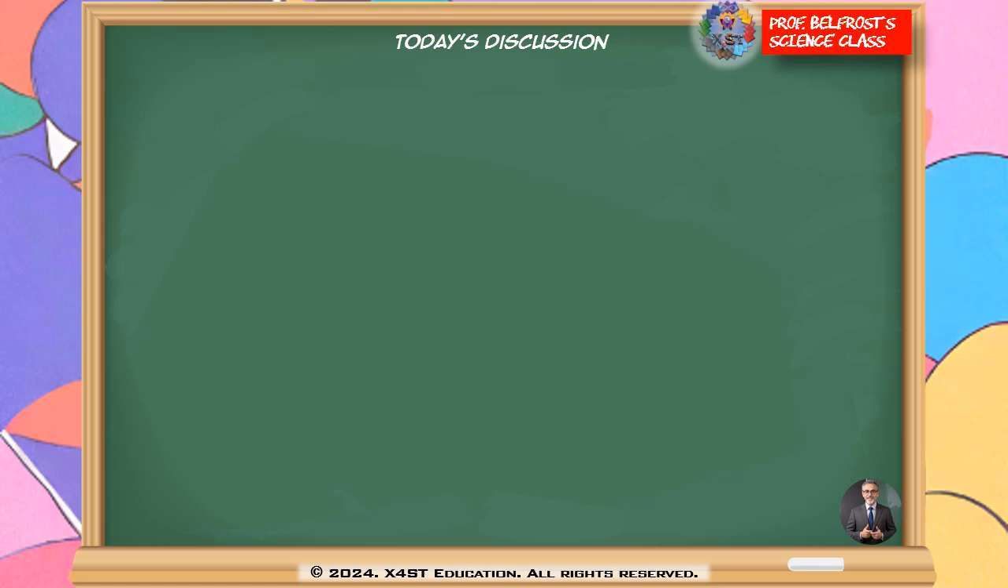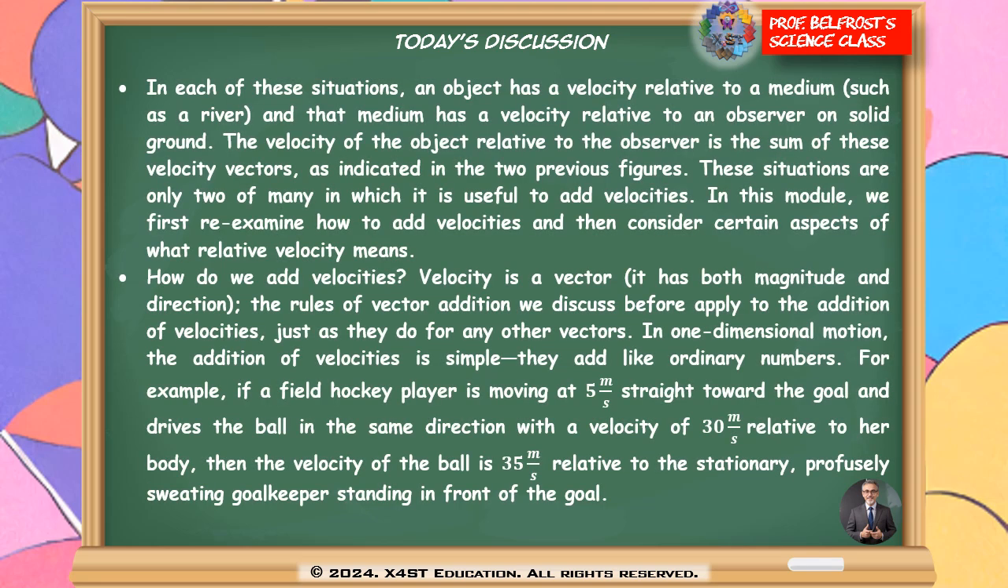In each of these situations, an object has a velocity relative to its medium, and the medium also has a velocity relative to an observer on solid ground, as shown in the two previous figures. So how do we add these velocities? Velocity is a vector, so we just use the rule of vector addition that we have discussed before.